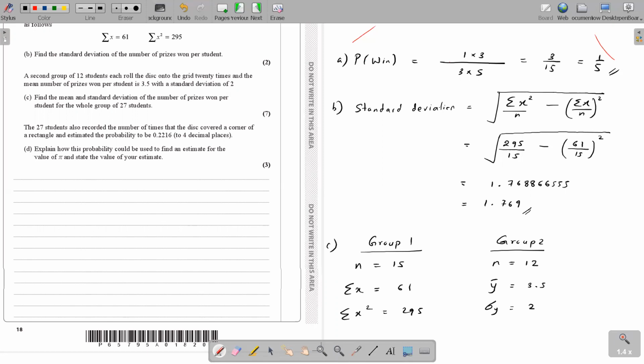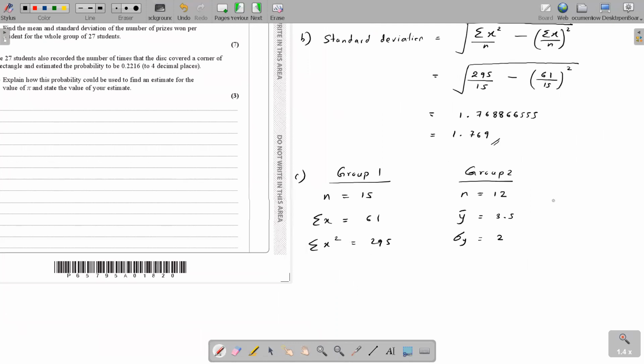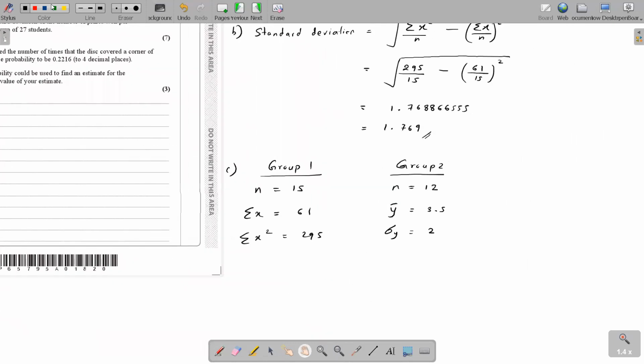Are you with me? So first, what I'll do is, without using y bar, how can we write y bar in the normal way? Y bar is sigma y over n, right? So y bar is 3.5. Sigma y is what I'm going to find. n is 12, there are 12 children. Do you agree? Can you tell me the sigma y here? 42. 3.5 times 12 is 42.